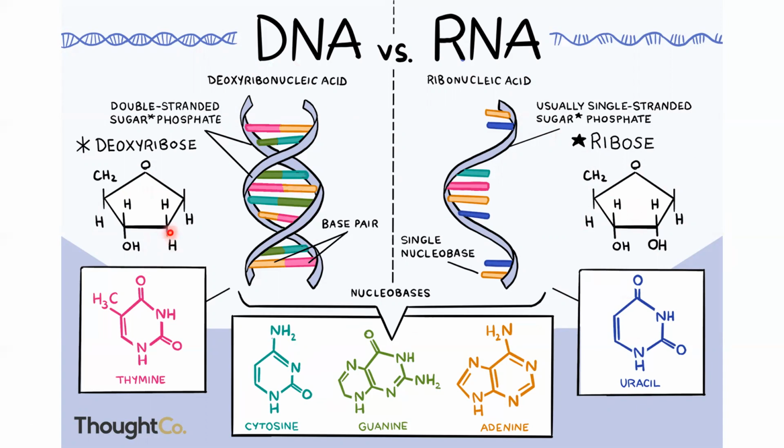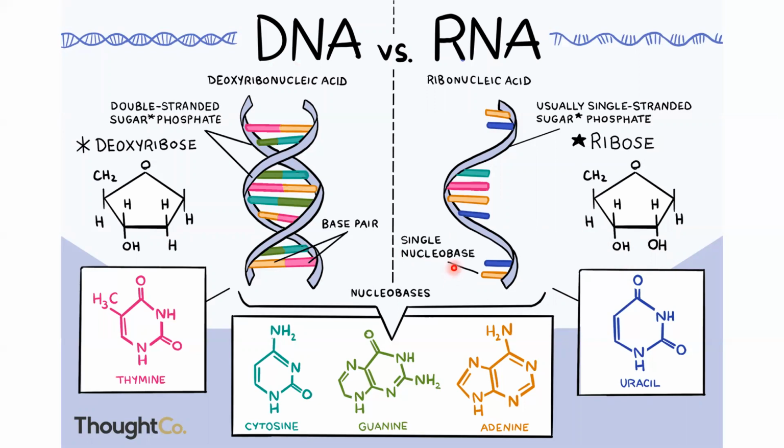As you can see here, look at the second carbon. Everything else is similar except that this is deoxygenated. The hydroxyl oxygen is removed. We only have a hydrogen. However, here we do have a full hydroxyl group. Other than that, the phosphate is obviously similar. The other thing that's different is the bases.